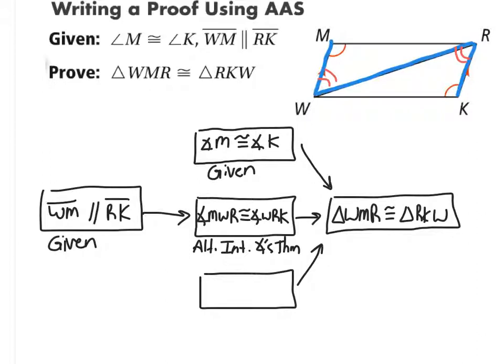So in our case, we know we have to be looking for a side, and therefore we know it has to be which side? WR. Line segment WR. Has to be congruent to itself. How do we know it's congruent to itself? The reflexive property. We call that the reflexive property. Okay, so now our 2 triangles are congruent according to what? Angle, angle, side. Very good.